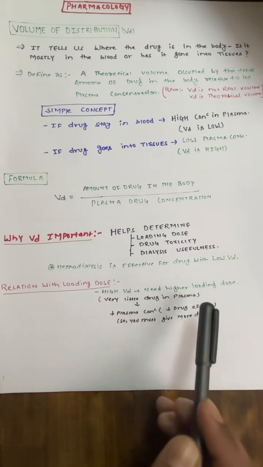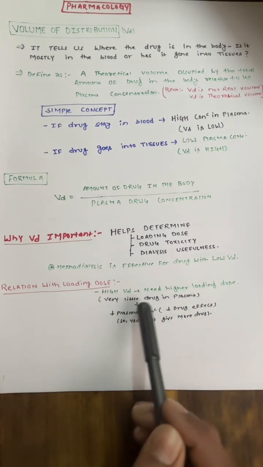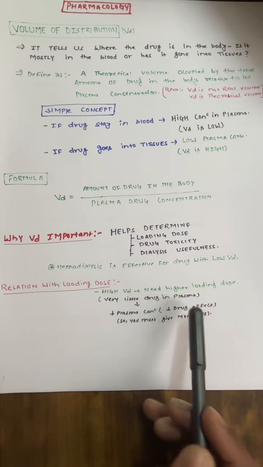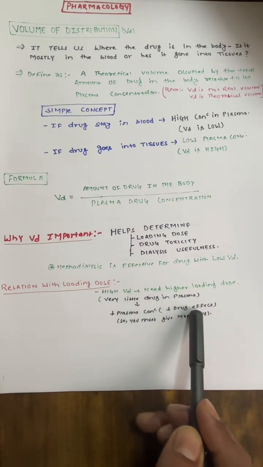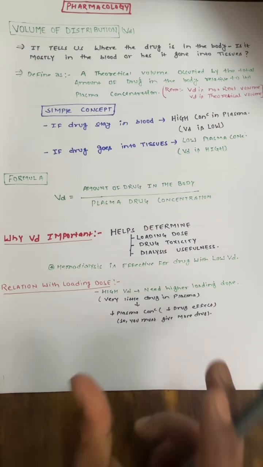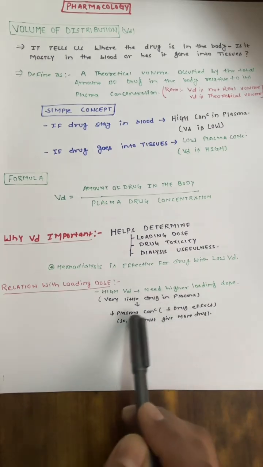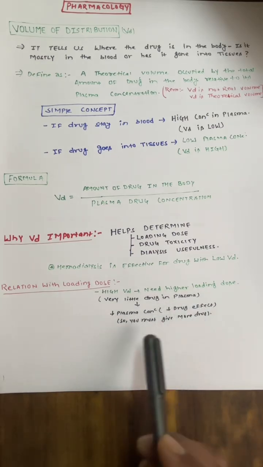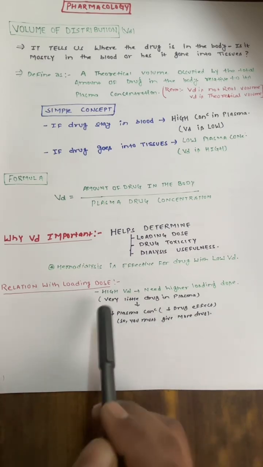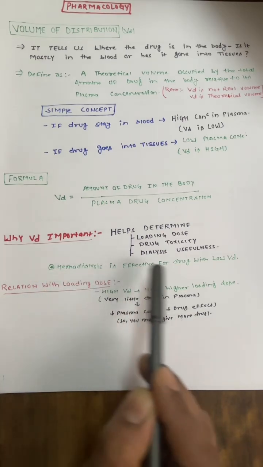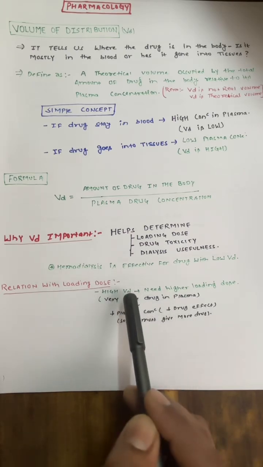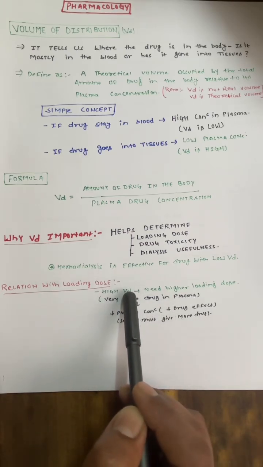Why does it need a higher loading dose? Because always remember that if a drug concentration in the plasma is low, then the drug will be less effective. For any drug to be more effective, its concentration should be higher in the blood. So if its concentration is low in the blood, you have to give more drug. That's why more loading dose is needed for the drug which has high volume of distribution.